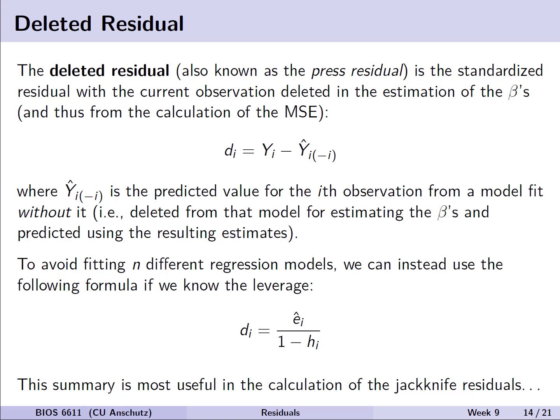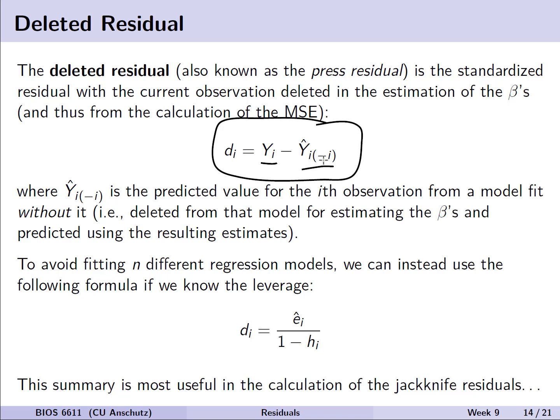This brings us to the deleted residual, which is also in some cases known as a PRESS residual. It represents the standardized residual, but with the current observation deleted in the estimation of the betas, and therefore it's not taken into account in the calculation of the MSE. Specifically, we have a simple looking equation here where d sub i, the deleted residual, is equal to our observed outcome y sub i minus that predicted value for that observation that's being predicted from the model where the beta coefficients were estimated without it, where it was deleted from the data set.